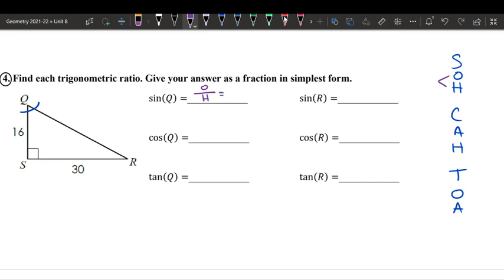Those are the parts of the triangle, so I do need a label. I go to my angle, angle Q, and label the triangle. Whatever is across from the angle is the opposite side. Go to 90 degrees. Across from 90 degrees is the H, that's the hypotenuse. The leftover one is A. So 16 is A.